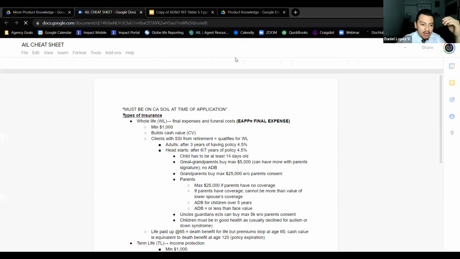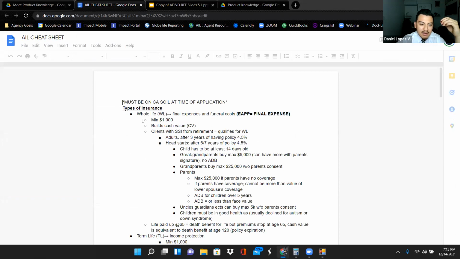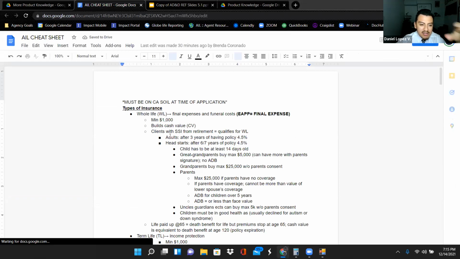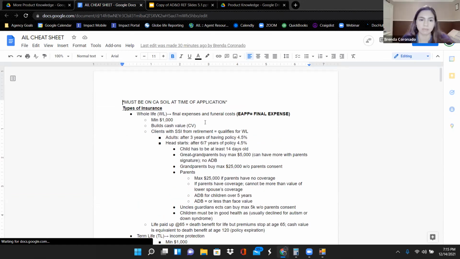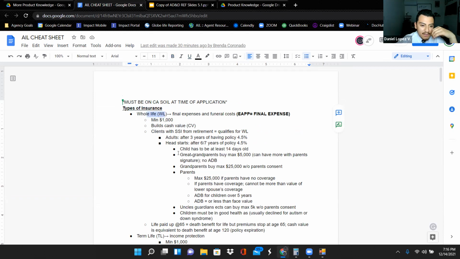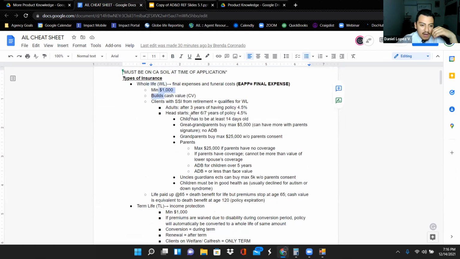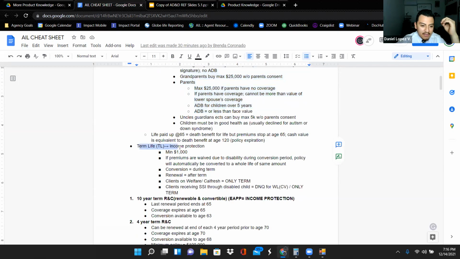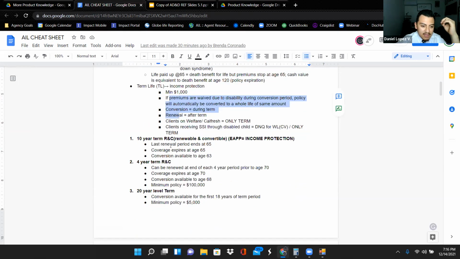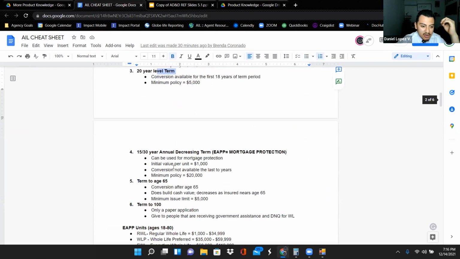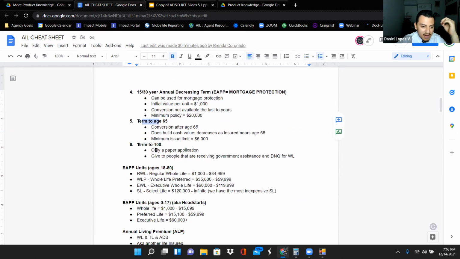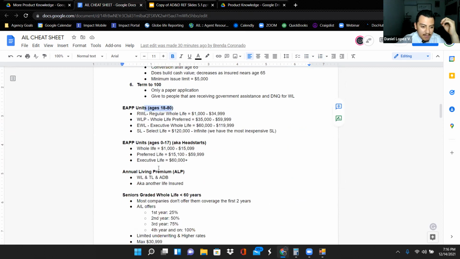So you guys will get a link that links you to this page. Can you see it now? Okay, that's the cheat sheet that will go over everything. Types of insurance: whole life. It tells you more about it. Please read it. Term life: 10-year term, 20-year term, decreasing term, term to 65, term to 100, and so on and so on.